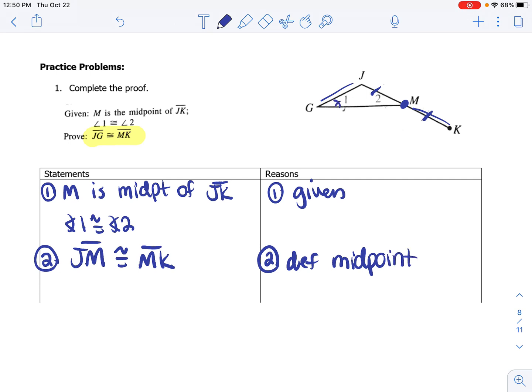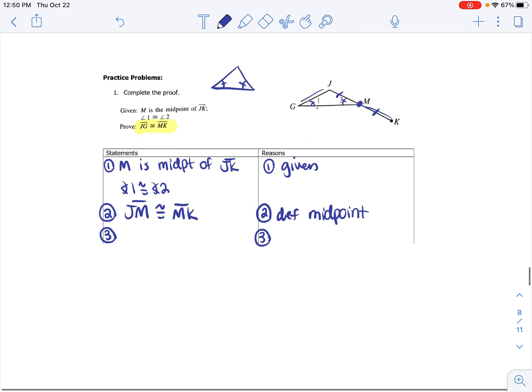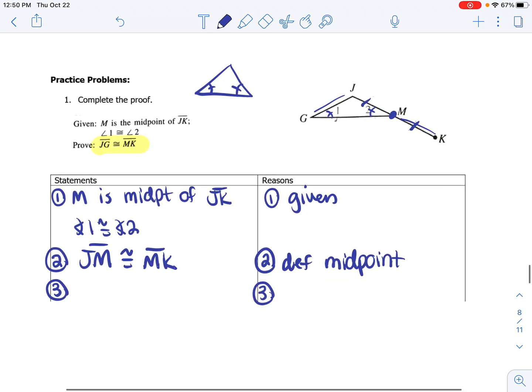Okay. And we also know from our given that angle 1 is congruent to angle 2. So since we know that angle 1 is congruent to angle 2, we have information about base angles. Can we conclude that the sides opposite those angles are congruent?